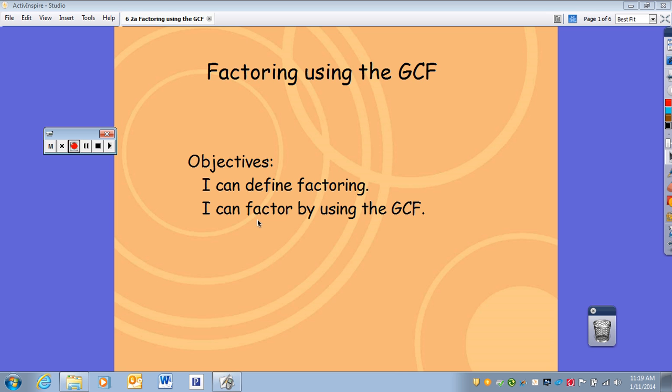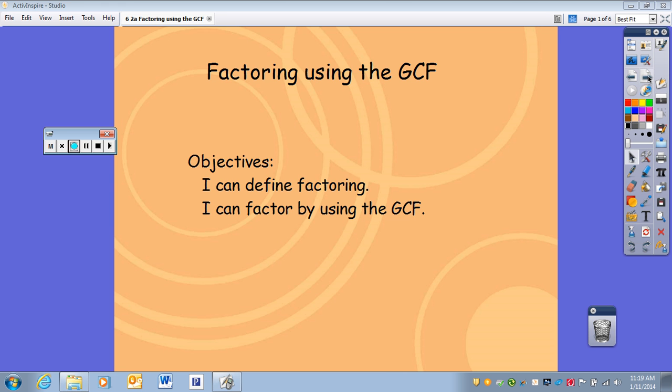In this lesson, we are going to be defining what factoring is, and then learning to factor polynomials using the GCF. Remember, that is the greatest common factor.